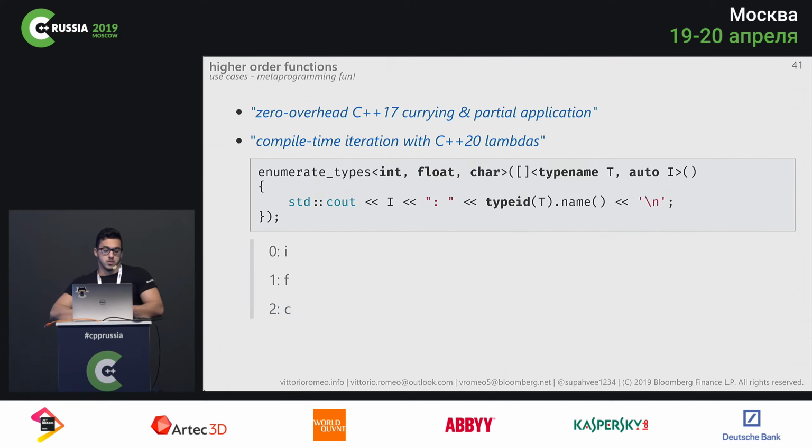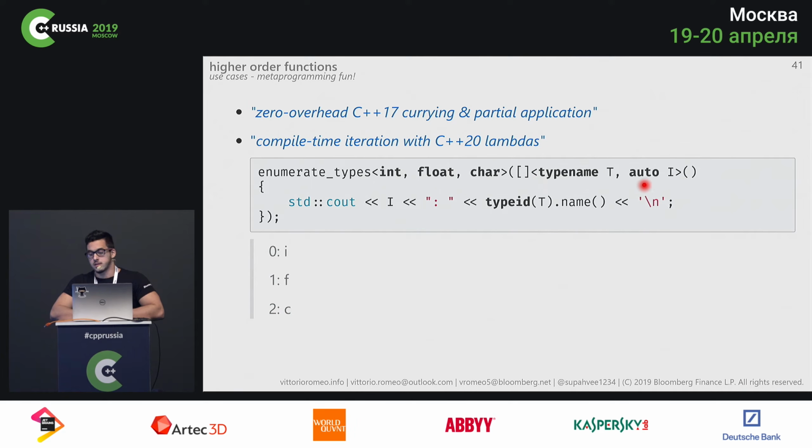I have a bunch of articles on this, but the idea is that by using higher order functions that are templatized, like template lambdas, you can create compile time algorithms such as enumerate_types. And in this case, by enumerate, I mean the kind of enumerate you find in Python, so attaching an index to an element and then iterating over that. Then, for example, you can pass int, float, and char as your types, and then provide a closure, which is a C++20 template lambda.